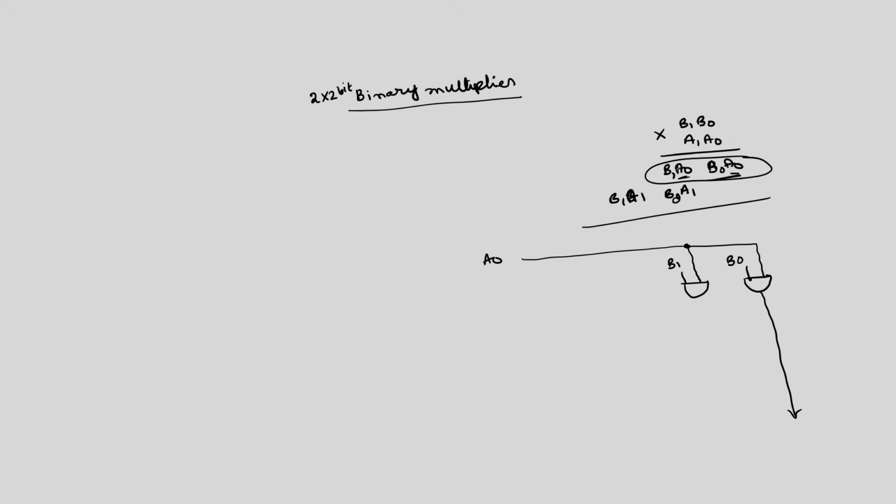If I call the outputs C0, C1, C2, we can add one more bit also, because in 2 bit by 2 bit multiplication, what is the highest number of outputs that can be available? 1 1 into 1 1, which is 3 into 3 in decimal, equal to 9. To represent 9 we require 1 0 0 1. So, outputs are 4: C3, C2, C1, C0. So, this is simply C0, and to get C1, you have to take one more set of gates.